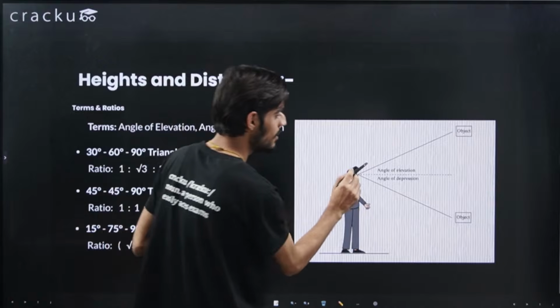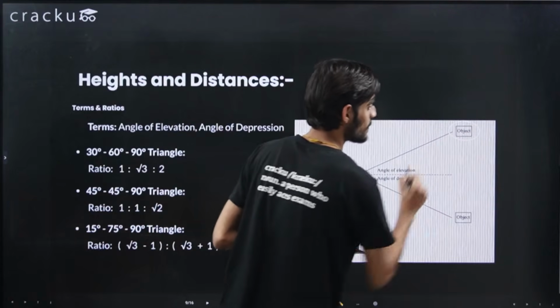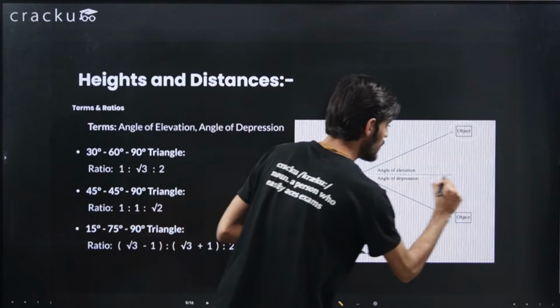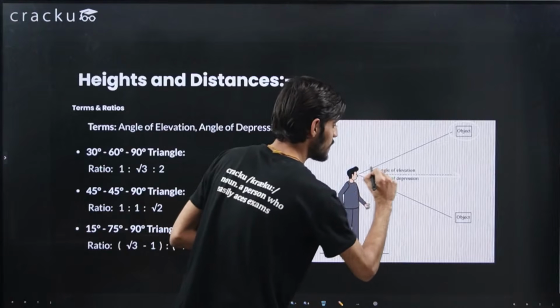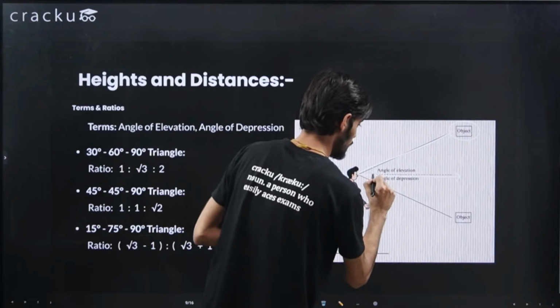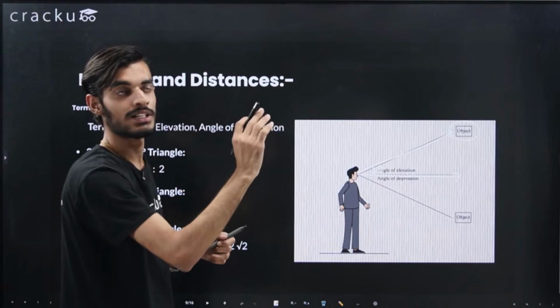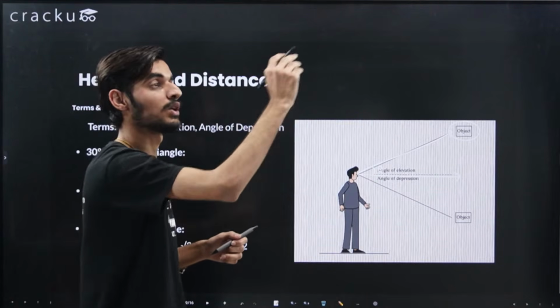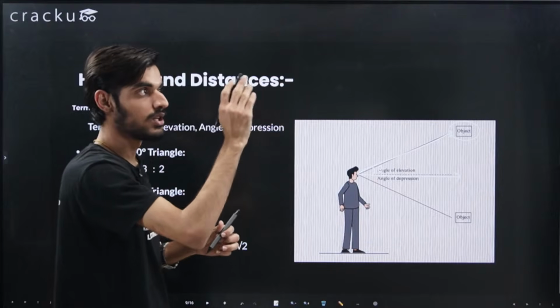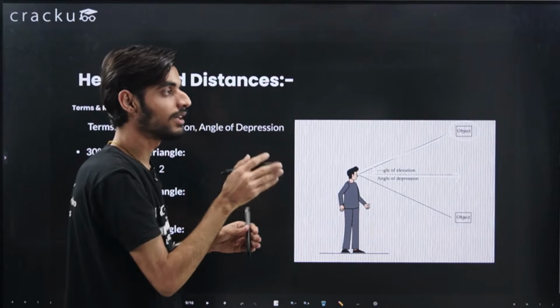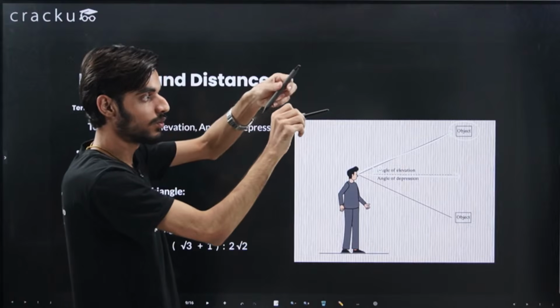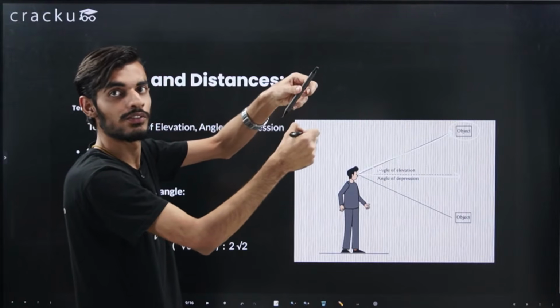I hope this should be clear. So here is the object and this is my eye level. Whatever angle this makes here will be the angle of elevation. If I'm looking at the height of any pole, building or mountain, the angle that my eye makes from this perpendicular to this will be the angle of elevation.